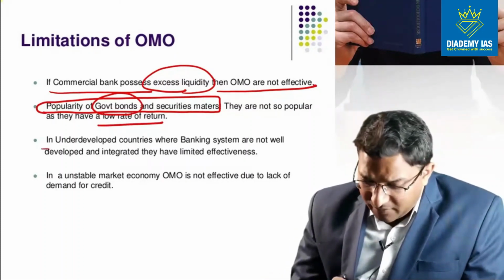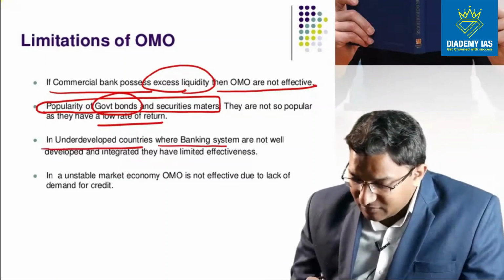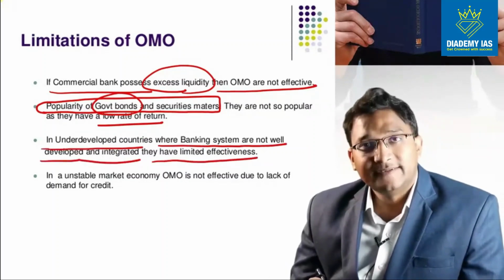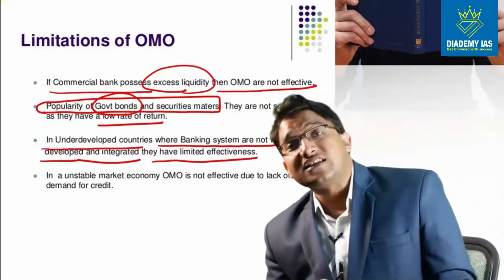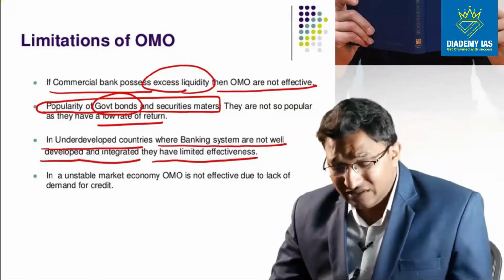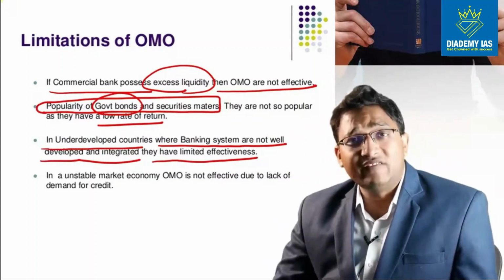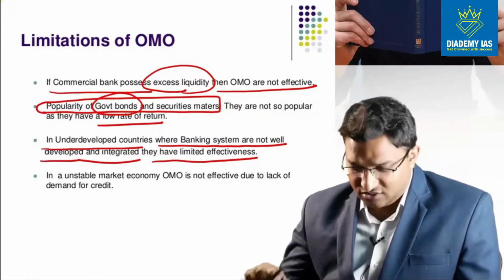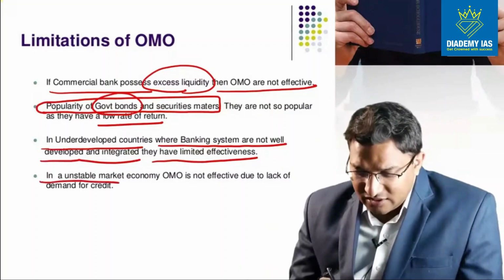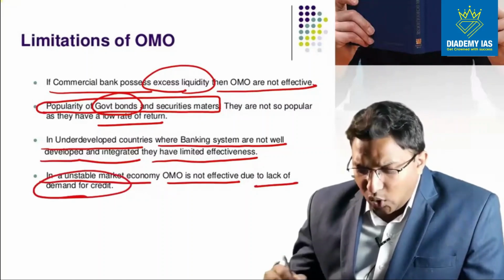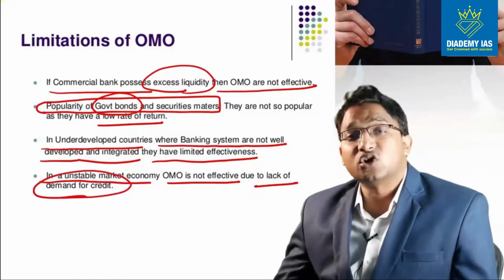In underdeveloped countries where the banking system is not well developed and integrated, OMO has limited effectiveness. When the monetary policy transmission is reduced, then OMO is also impacted. What is the monetary policy transmission? I will tell you in a separate session. In an unstable market economy, OMO is not effective due to lack of demand for credit. So it is not always that the demand for government securities will be there.